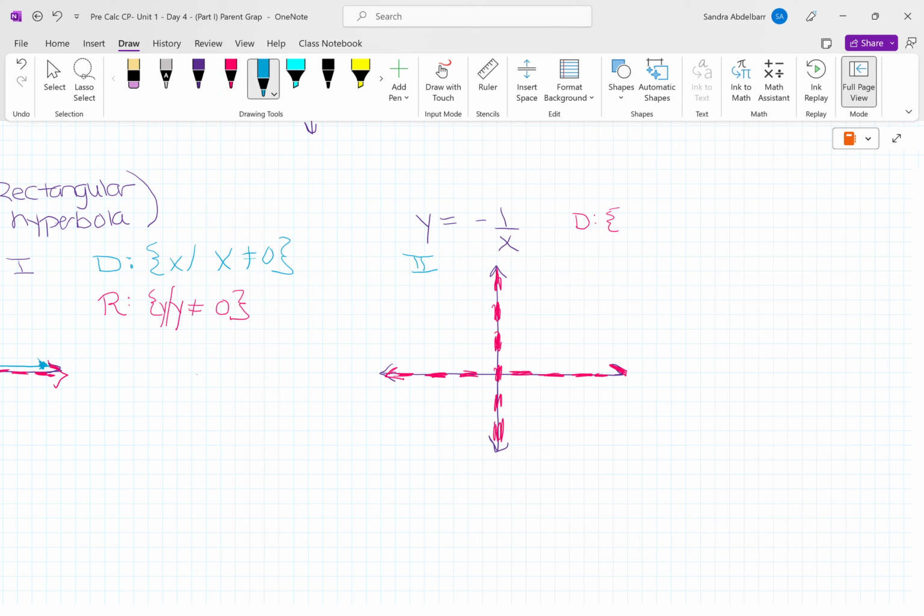All right, now this time when we negate it, we're not going to be in quadrants 1 and 3 anymore. Now we're going to be in quadrants 2 and 4. So we hug it, but never cross it. So our domain, similar to the first one, x cannot equal 0. And our range, similar to the first one, is y cannot equal 0.